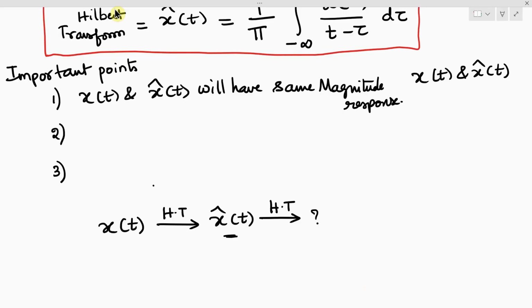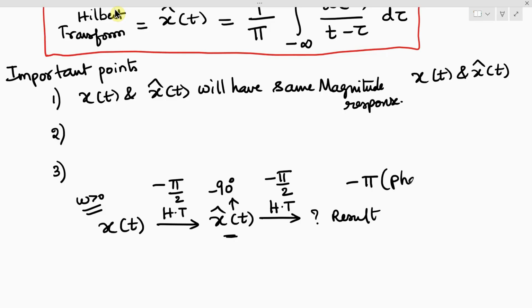Once the phase shift is done by pi by 2, again if the Hilbert transform is applied, see here. Suppose I am talking about positive frequencies, phase shift is minus pi by 2. Am I right? If I perform the Hilbert transform, you will get some phase shifted version. And I again perform the same. Do you observe the phase shifting reversal operation is done? So this is the minus 90 degrees phase shifted version. Here the result is minus pi phase shift. Got it?